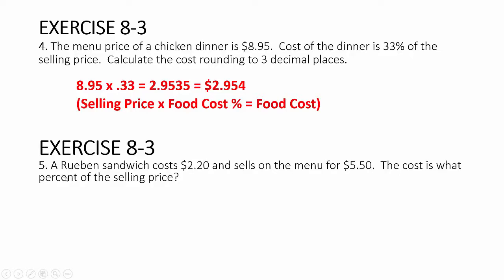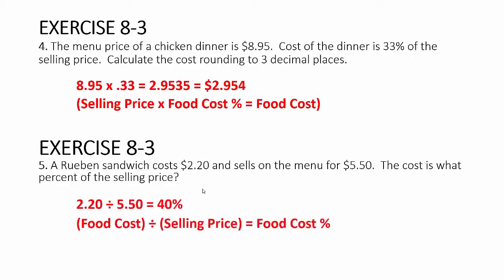Question 5 says we have a Reuben sandwich that costs $2.20 to make, and we sell it for $5.50 on our menu. So what's the cost percent of the selling price? In other words, what's the food cost percent? Remembering our pyramid, to get the food cost percent, we take our food cost, we divide it by our selling price, and we end up with a food cost percent of 40%. So 40% of our selling price will go to pay for the cost of this Reuben sandwich.